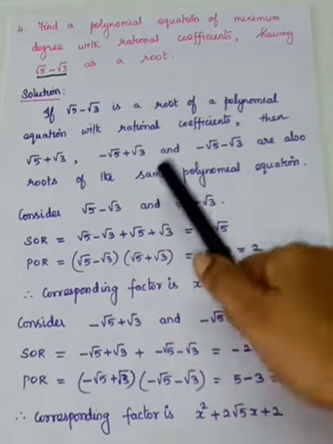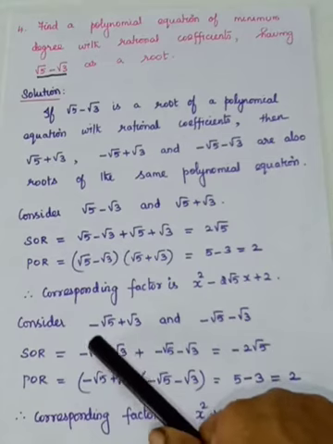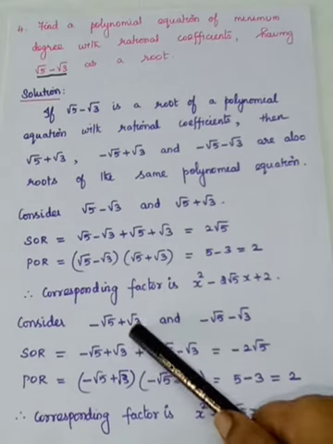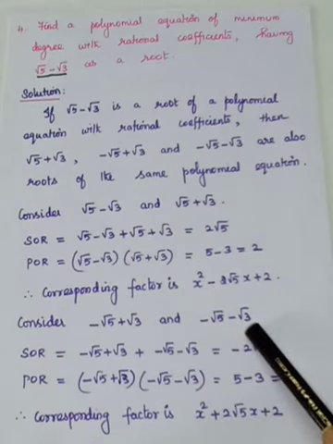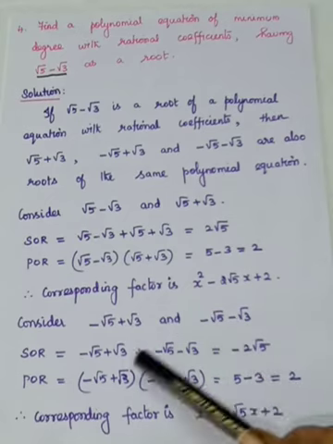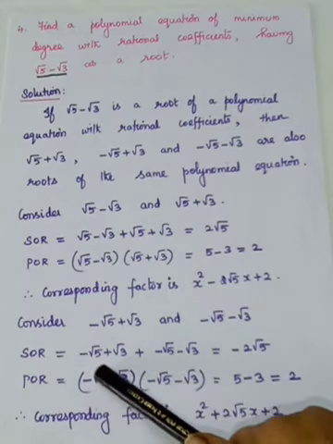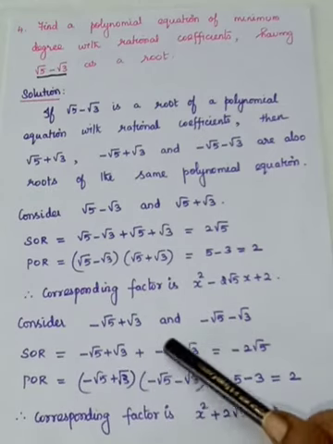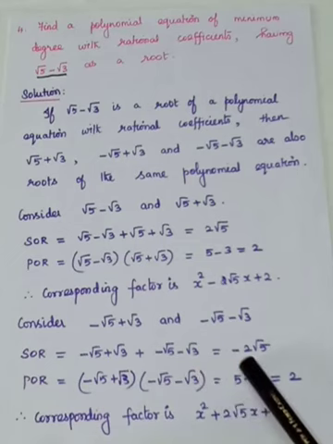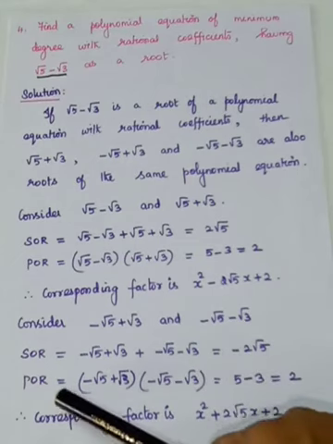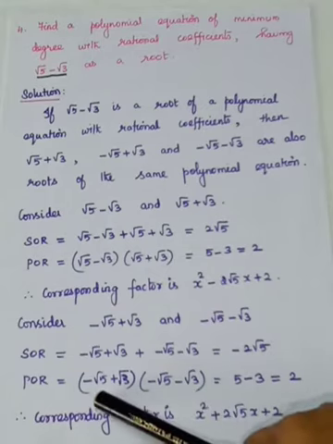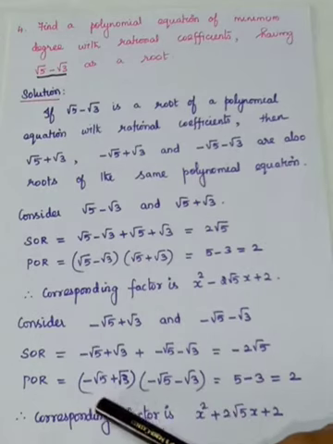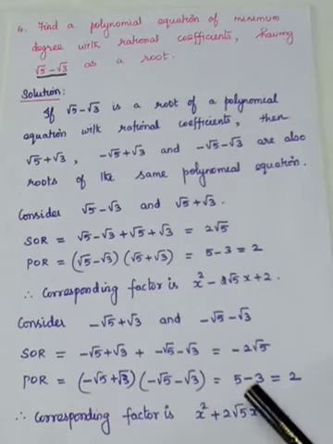So take the next 2 roots, minus root 5 plus root 3 and minus root 5 minus root 3. So here you will have 2 roots. So you have to find the sum of the roots. So minus root 5 plus root 3 plus minus root 5 minus root 3. So plus root 3 and minus root 3 get cancelled. Here you are having minus 2 root 5. And when you go for the product of the roots, you have to use the formula a plus b into a minus b, so it is a squared. So what is a? Minus root 5 the whole squared, that is 5.